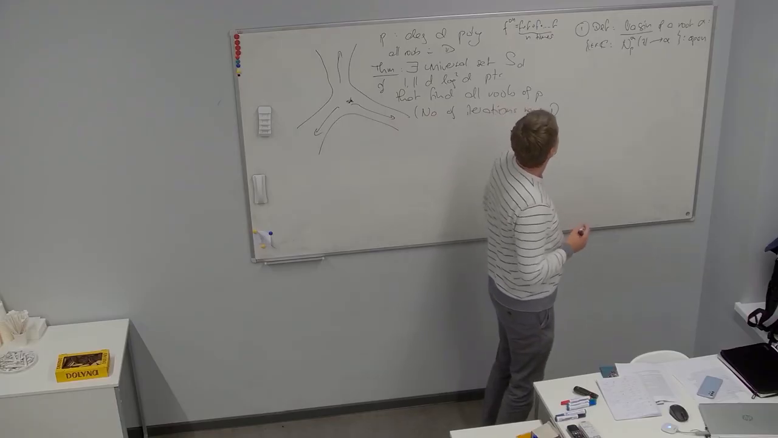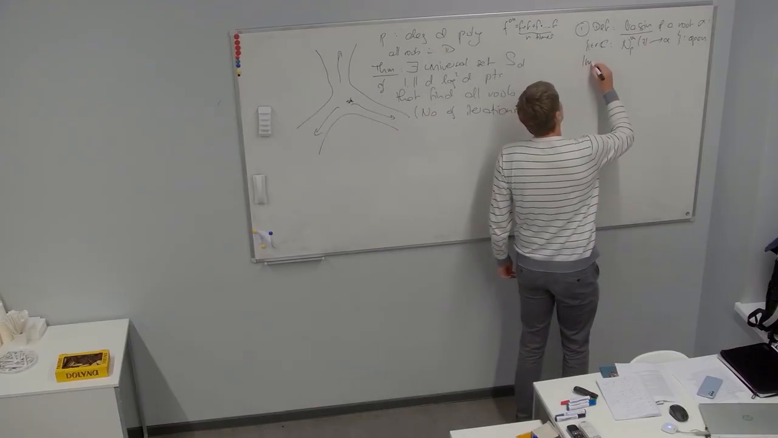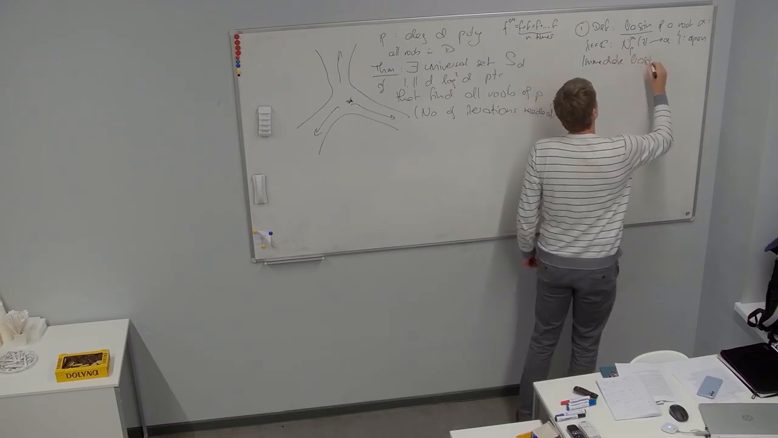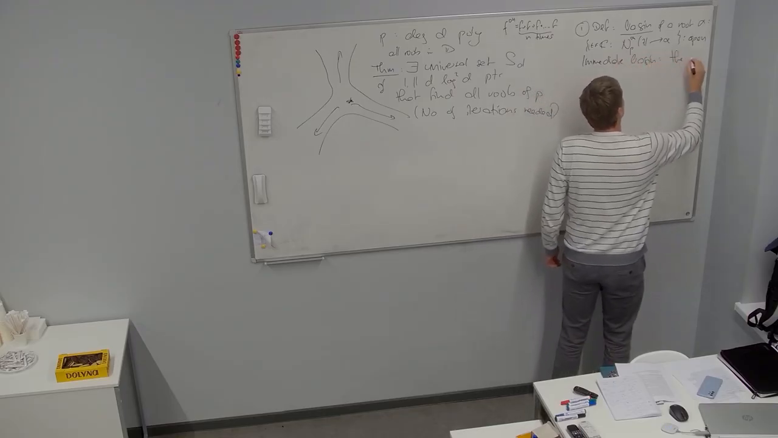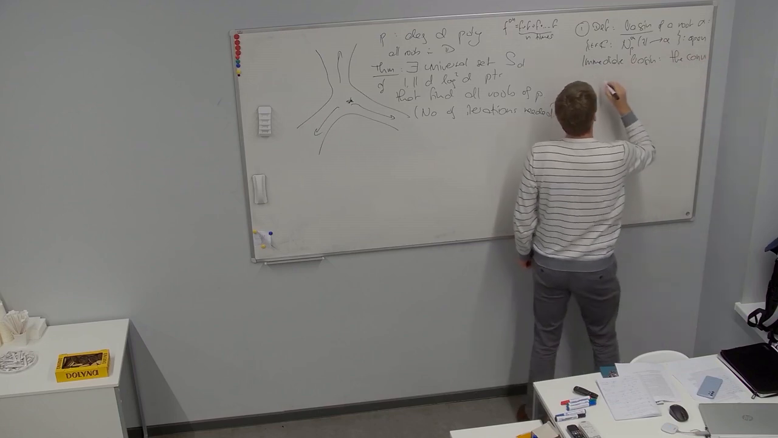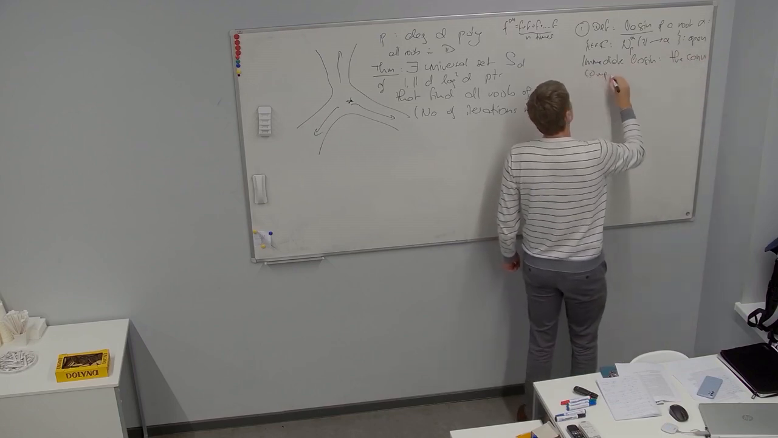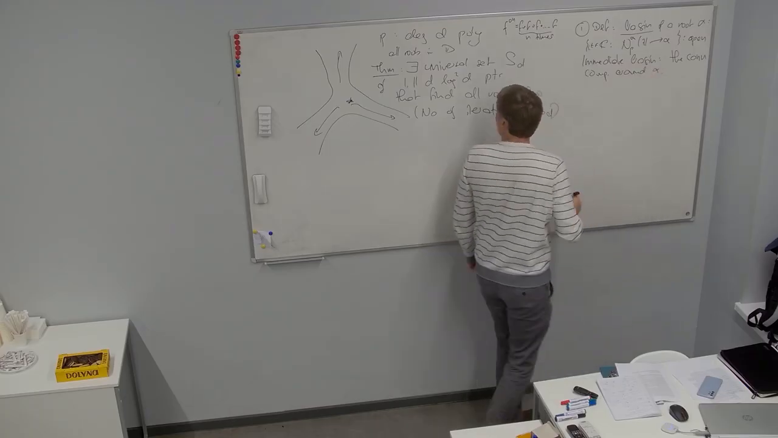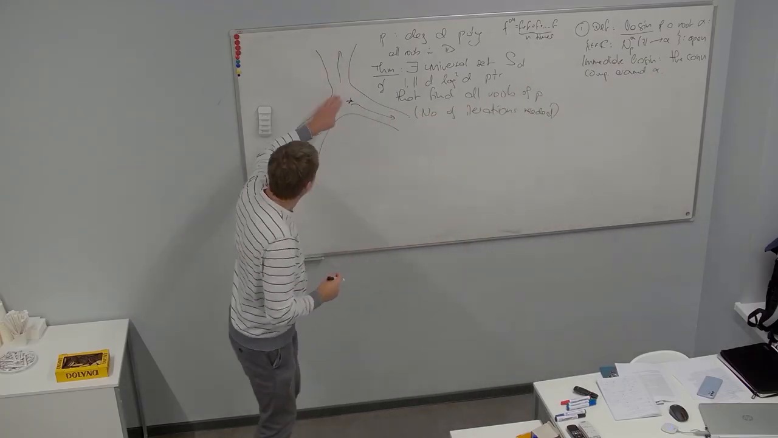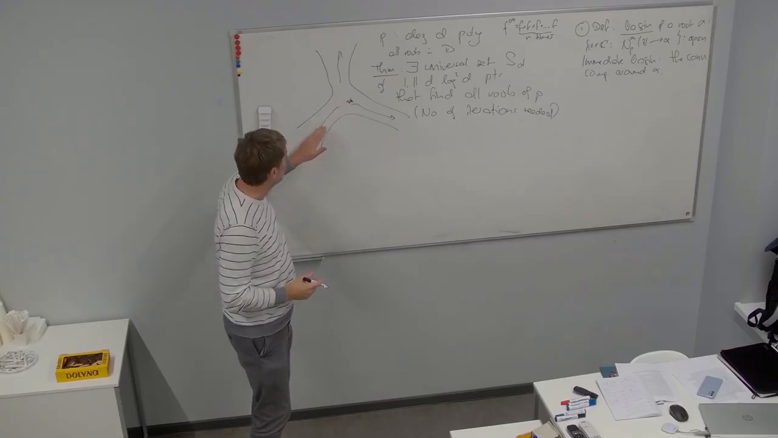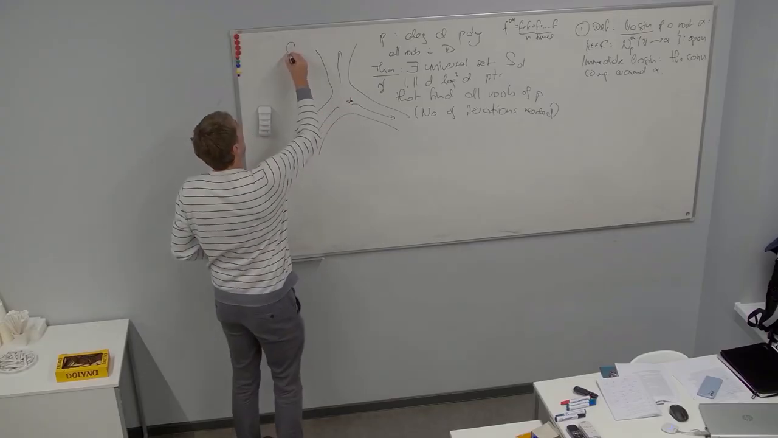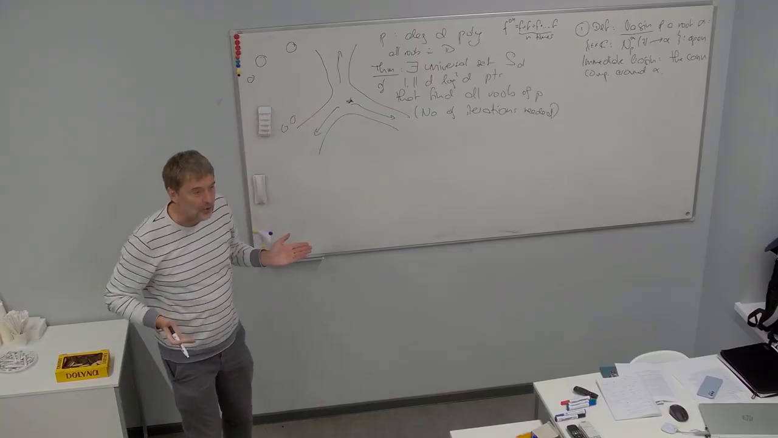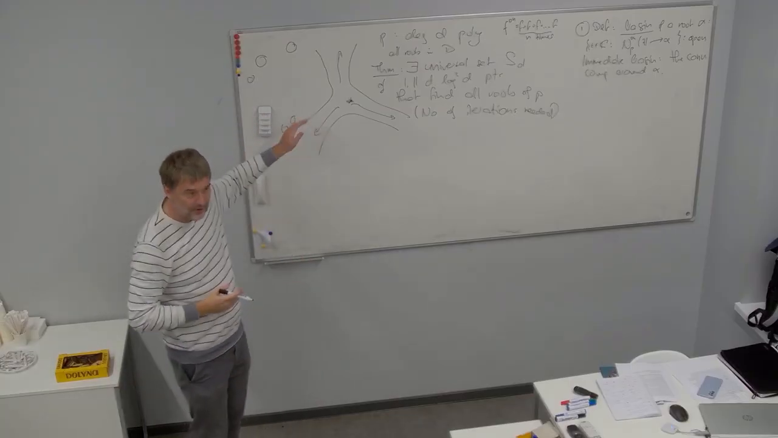So we have the immediate basin. That's the connected component around the root. So the immediate basin, by definition, is connected, but there may be some other components of the basin that are floating around, which I don't know how to control. I only work with the immediate basin.